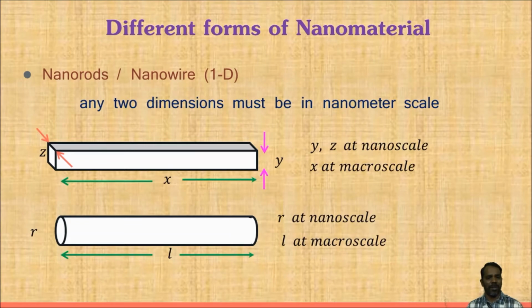Next are nano rods or nano wires. Here any two dimensions must be in the nanometer scale. Along the x-axis the value is macro scale, y is the thickness and z is the breadth, and these two values are nanoscale, while the x value is macro scale. In the same way, the radius of a cylinder is nanoscale and the length of the cylinder is macro scale. This is called a nano rod or nano wire.